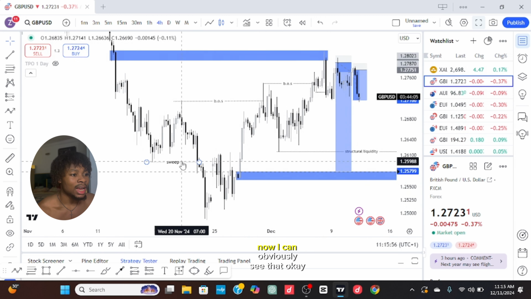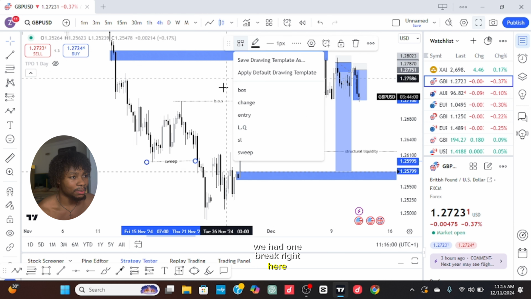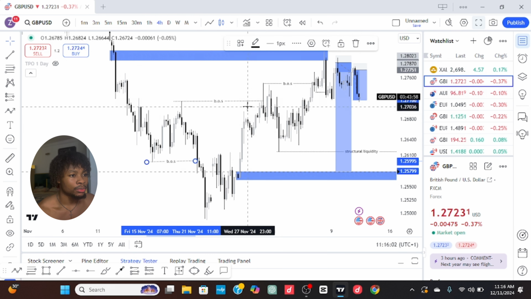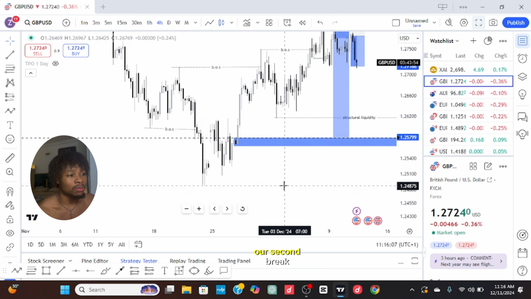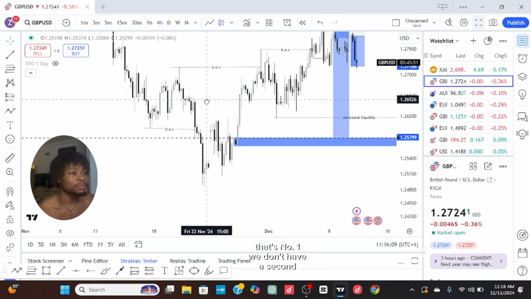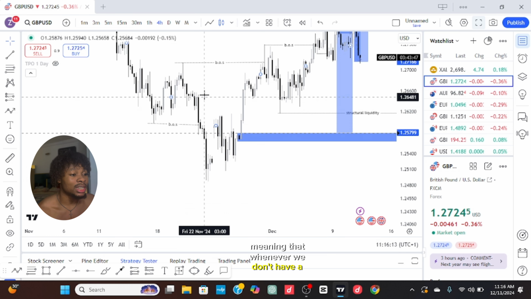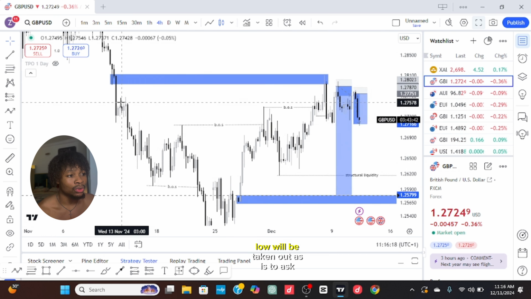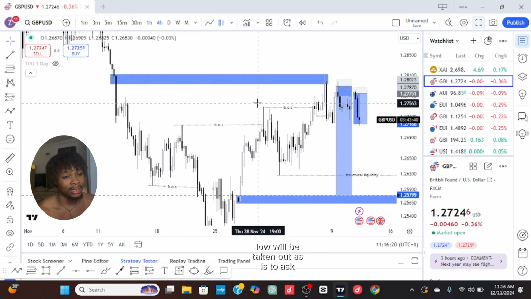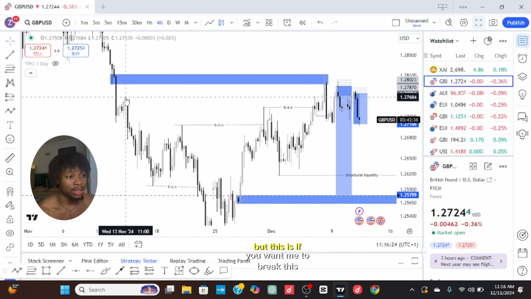Now I can obviously see that, okay, we had one break right here. So we had one break and we don't have our second break. That's number 1. We don't have a second break, meaning that whenever we don't have a second break, that high that led to this low will be taken out as liquidity. But if you want me to break this down for you, I will make another video for it.